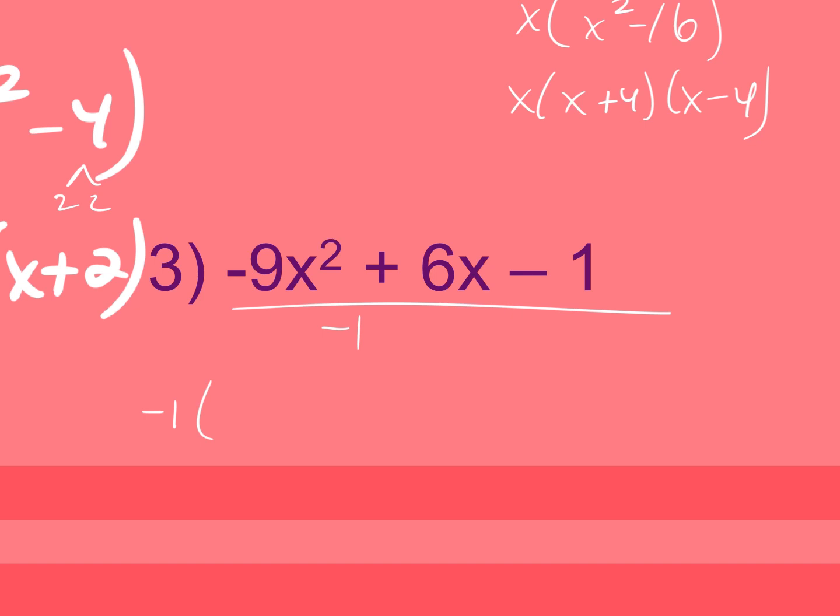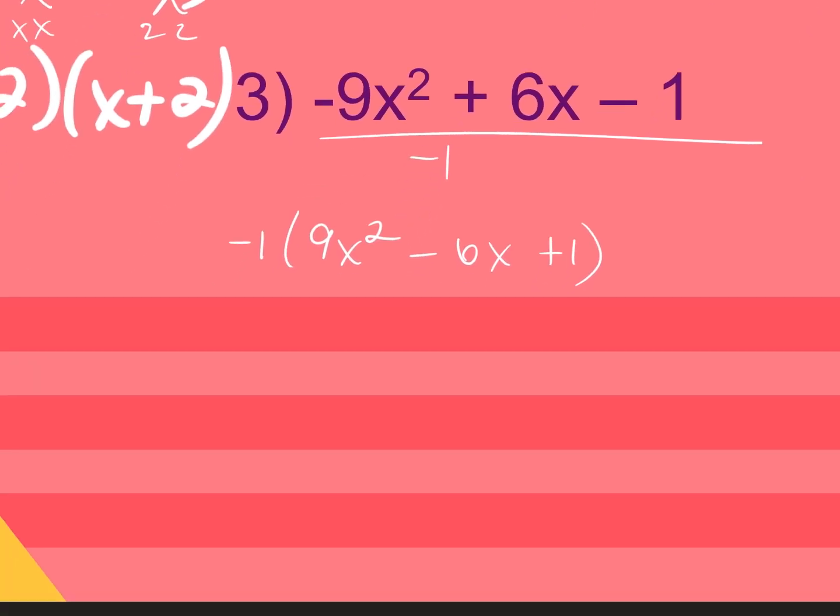It does not just disappear. Once you guys take out the GCF, some of you did that on your quiz, you've got to take it out and keep it in front. So this becomes 9x squared. What's 6x divided by negative 1? Negative 6x, good. And then negative 1 divided by negative 1 is positive 1, all right? Now we're left with three terms. We took out our GCF. We're trying to factor completely. Did anybody notice anything special about this?